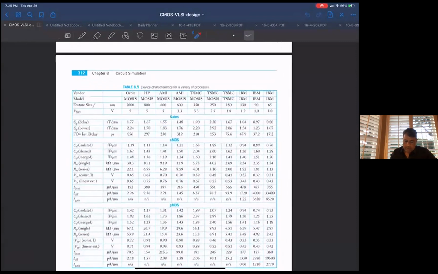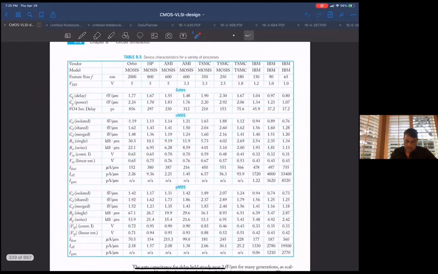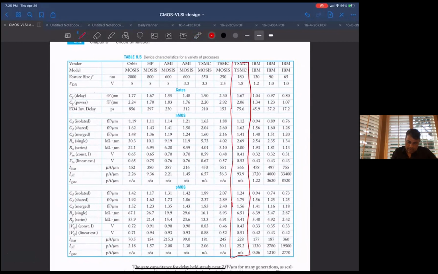Okay, so this table 8.5 is kind of your cheat sheet here. If you look at it, this is the TSMC 180 nanometer process. You're not going to get exactly these numbers, but if you look at C sub G, this has 1.6 femtofarads per micron. If you're getting 10 femtofarads per micron, you're sort of off the right path. But if you're at 2 or 2.2 or 1.4, I wouldn't sweat it. You're good. Okay, so that's good enough.